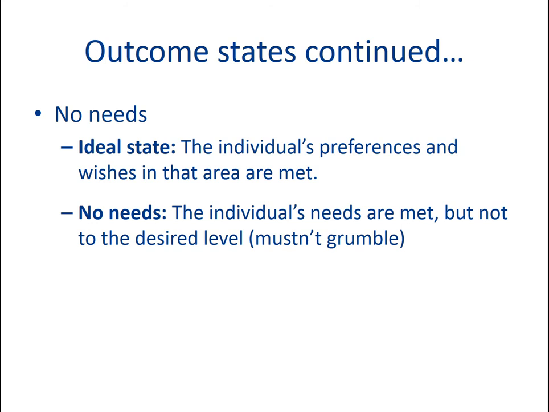Now, I mentioned earlier that this top level state, no needs, can be split into 2. Most ASCOT measures now have 4 outcome states per domain, which means that they split the broad no needs category on the previous slide into 2, ideal state and no needs. The difference between these 2 levels is that in the ideal state, the person's wishes and preferences are being met. So this fits really well with the philosophies of person-centred care or self-directed care, and also the policy agenda around personalisation. Services are increasingly expected to not just meet people's needs, but also meet them in a way that reflects the individual person's personal preferences. So this is the difference between the ideal state and no needs.